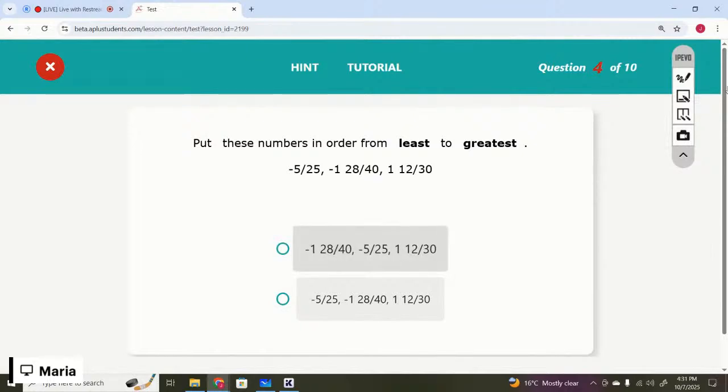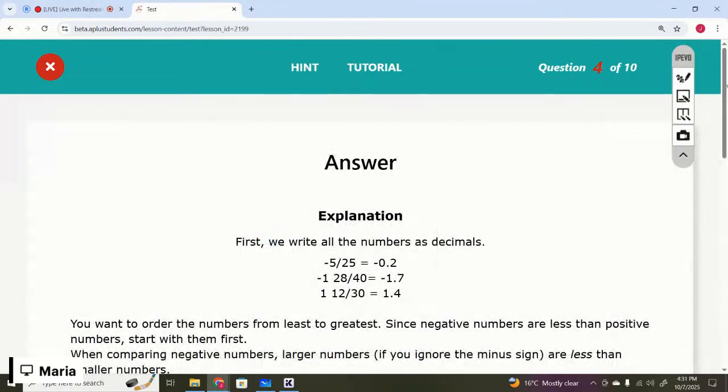Option number 2 is the correct option. Negative, no, option 1 is the correct option because on the negative side, as you are moving far from 0, the numbers are getting smaller and smaller. So that was the other option. I selected the wrong one, okay?